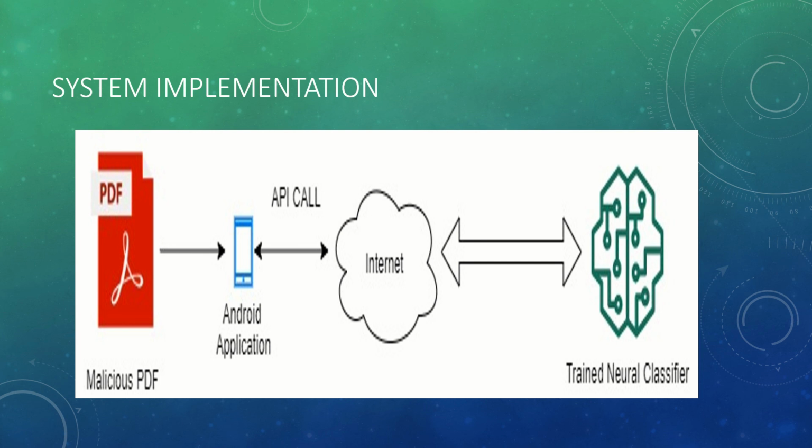On the AWS cloud, there will be a system designed where the structural features of this PDF file will be extracted and sent to the trained neural classifier, where it will be decided whether the PDF is malicious or not. As soon as the neural classifier gets the identification of the malicious file, it will send a response back to the Android system in a Boolean format.